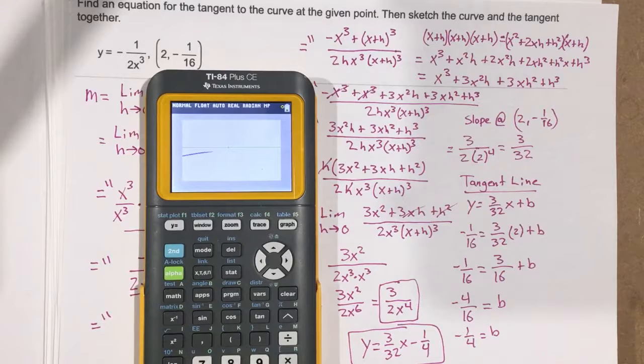Zoom in just a little tighter on it. This just comes back to the graphics of the calculator. But you can see we're basically touching at that (2, negative 1/16) spot.